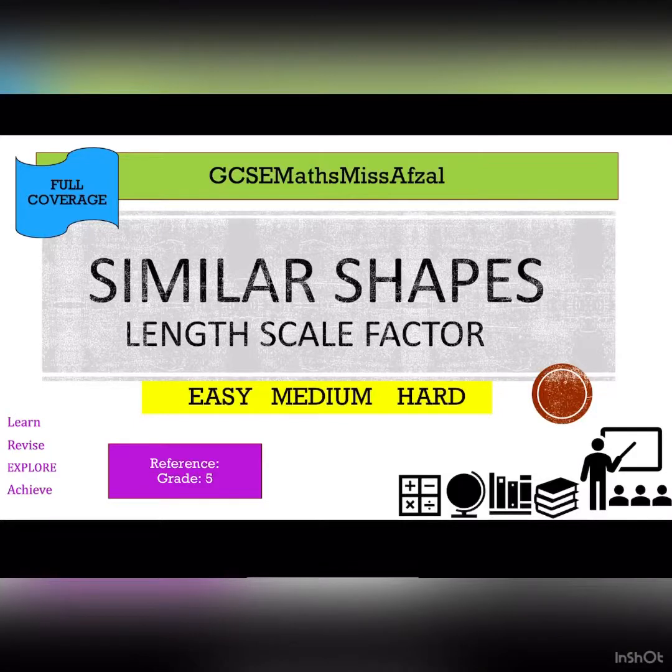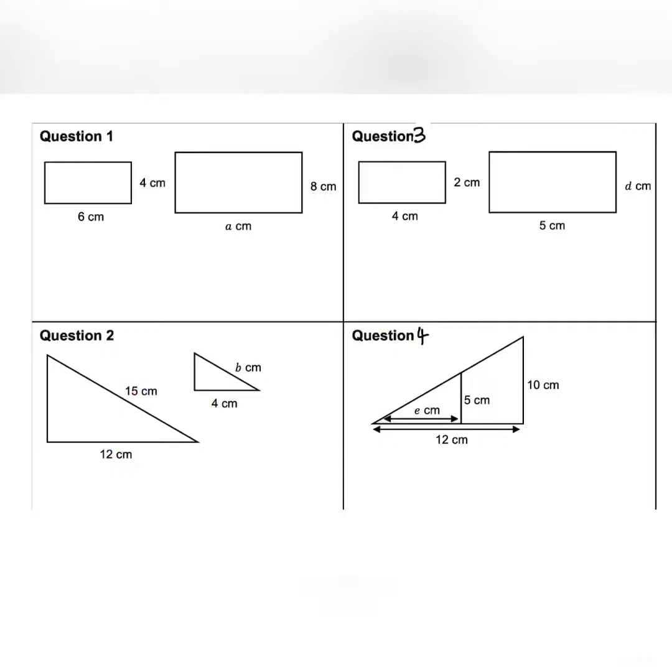Hi everyone, today we're looking at similar shapes, the length scale factor. So we will be looking from easier to harder questions on this topic. Okay, we're starting with these 4 questions. Now this could be foundation and higher.